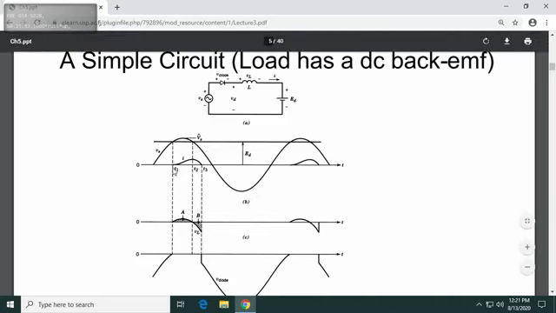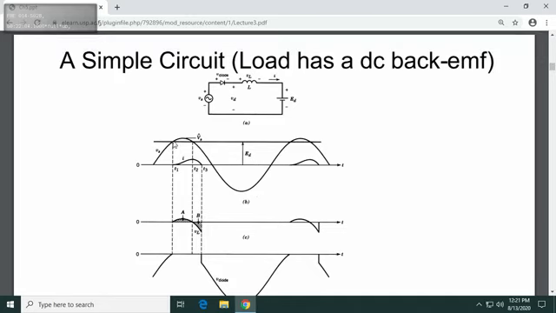So that's why we have a current increase once Vs is greater than Ed. We know this is the set point, but we require it to charge, so the current starts to increase.